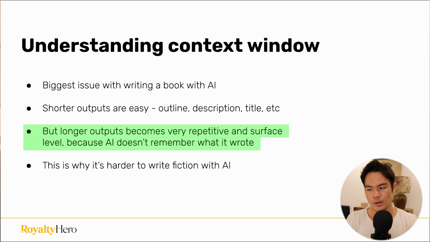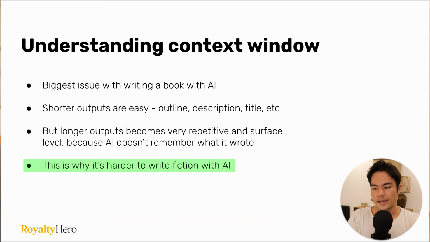But longer outputs, when it comes to writing the entire book, right? We're talking 100 page, 200 page content here. It becomes tricky because it becomes very, very repetitive and surface level information. And the reason why is because AI doesn't remember what it wrote. And that is why context window is very important.